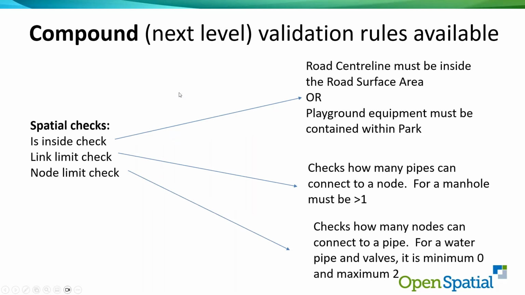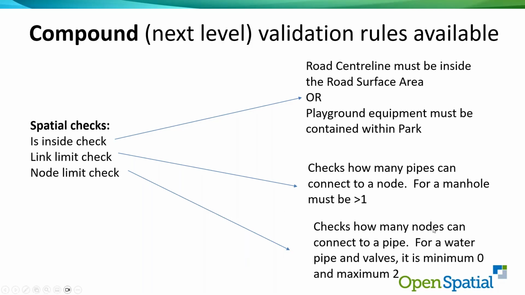We also do compound validation rules. So we've got is inside, link limit, and node limit. Is inside is a simple one: playground equipment must be contained within a park. You can't just put it any old way. For some of the roadways, often areas are split into polygons, and the center lines must be within a given polygon. Or you can have link limits, things like if I have a reducer, it can only have 2 pipes. For a manhole, it must be greater than 1, so you can't have this thing isolated. It's got to at least have 1 pipe on it, etc.